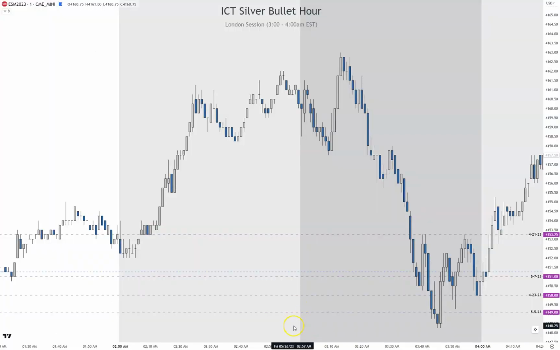Hey everybody, just want to go over the ICT Silver Bullet hour for the London session. So this dark shaded area is the 3 a.m. to 4 a.m. and I want to show you what's going on here and how you could have read price using the PD arrays. So I'm going to leave this blank for now for a second, let you look at it.